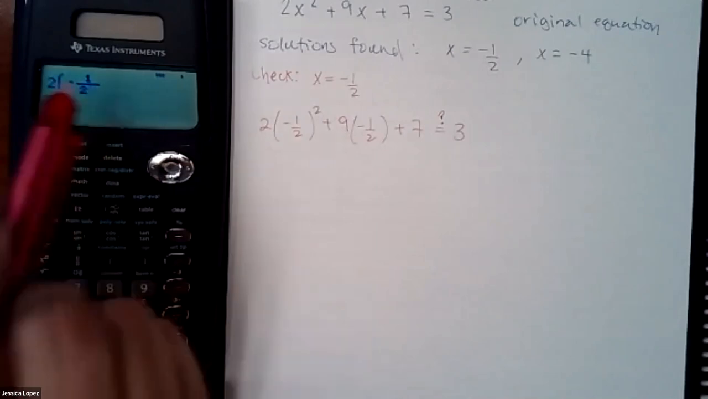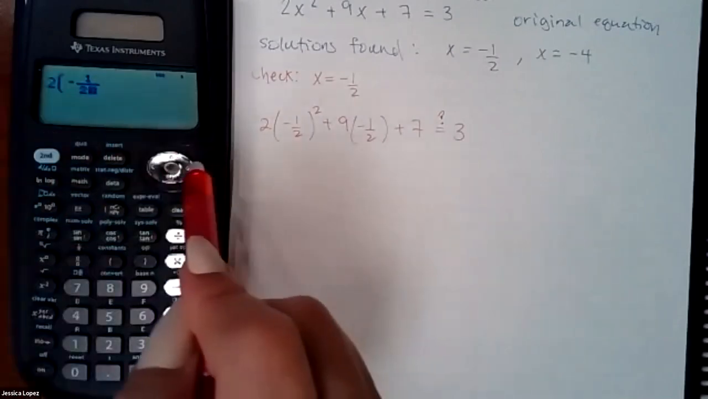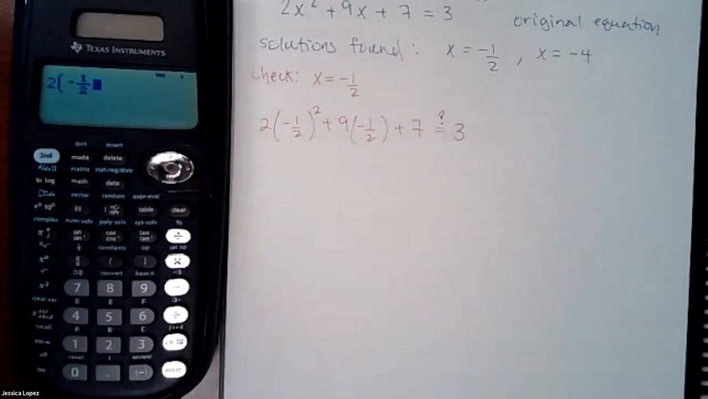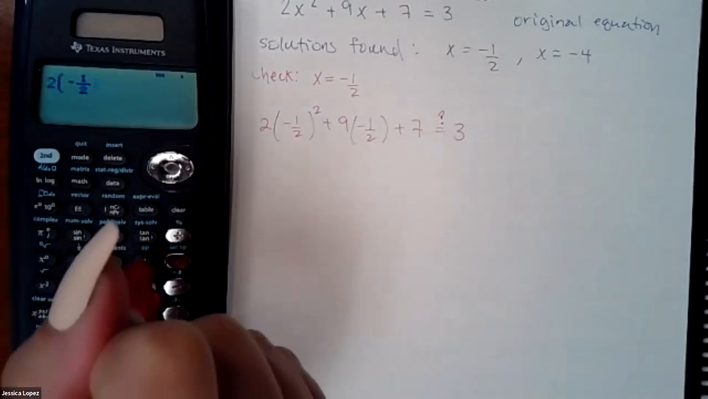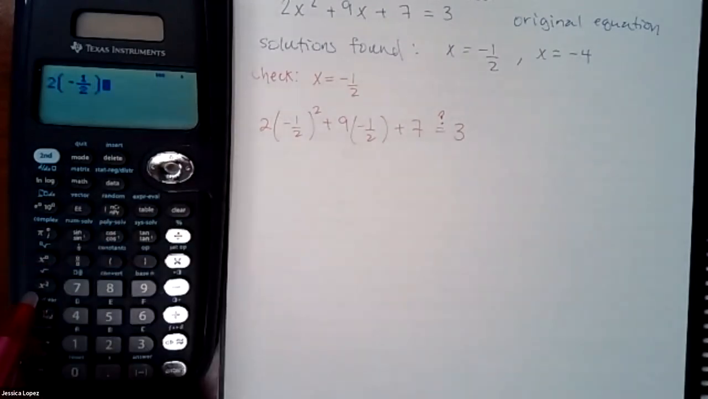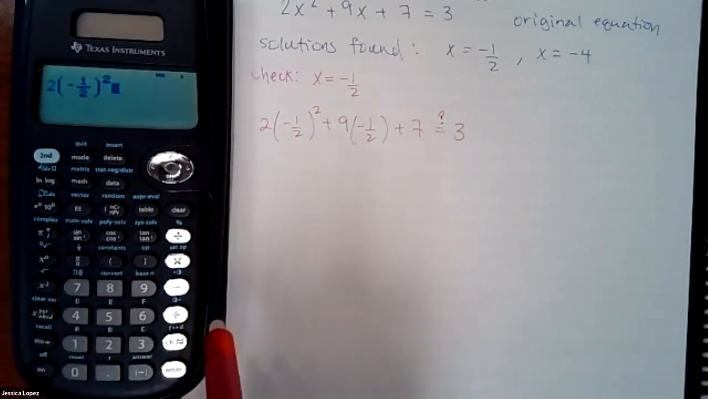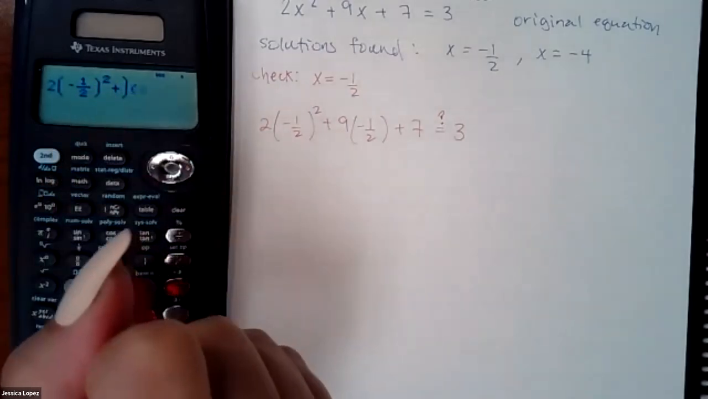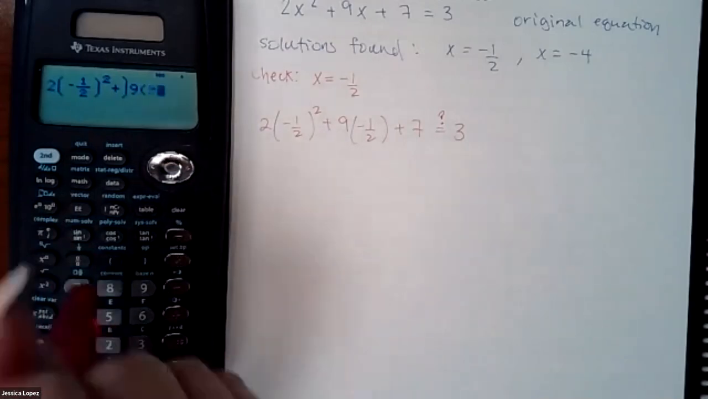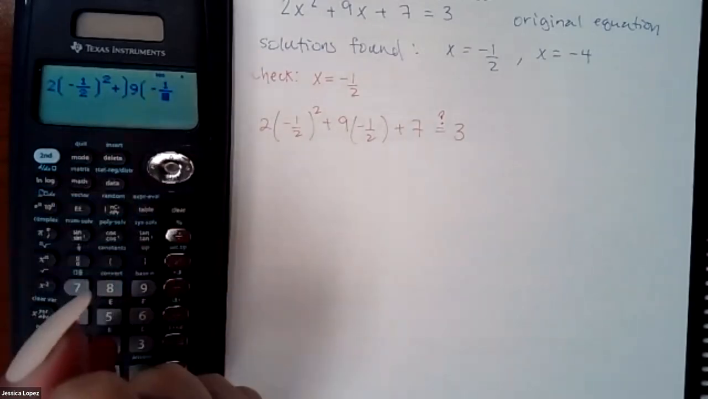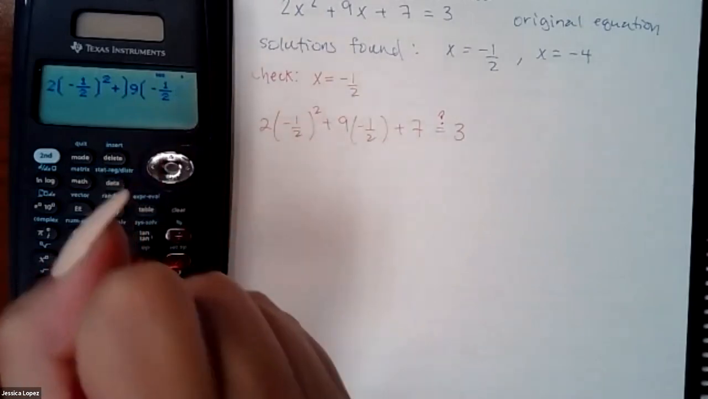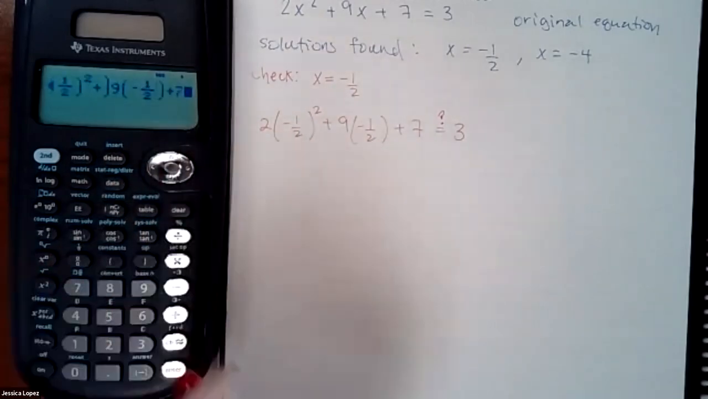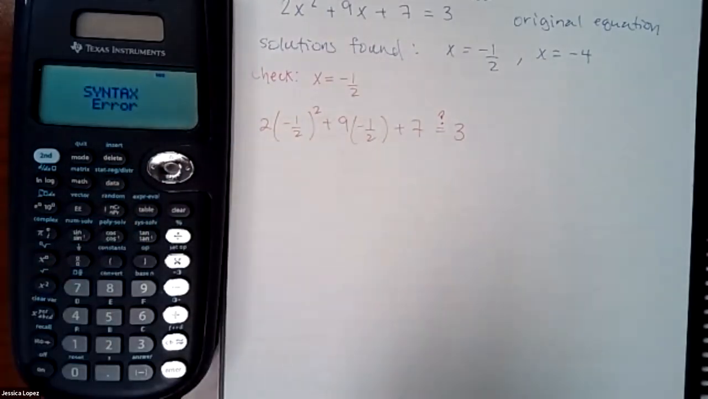Notice how it's blinking a little right arrow, because I need to hit right to get out from underneath that denominator. Close the parentheses, hit this squared button right there, +9, open, oops, I forgot the 9. Open parentheses, -(1/2), close it, +7. So I could enter the whole thing in my calculator, which is nice.